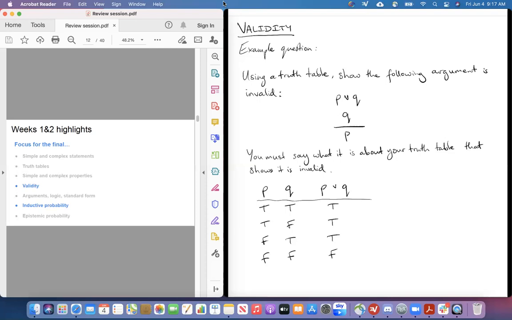So what we've got here is everything we need. We've got one of the premises here. We've got the other premise here. And we've got the conclusion, which happens to be P. So here is the conclusion.